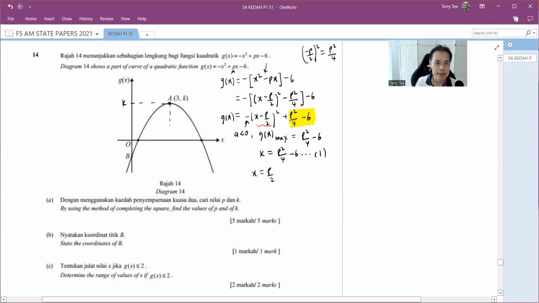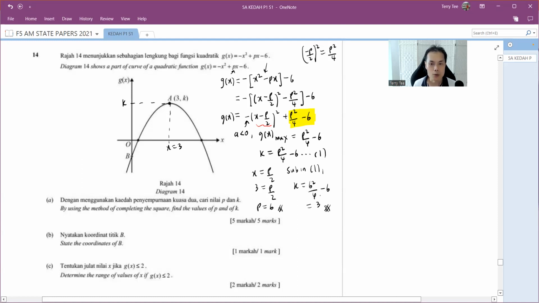Now, if you look at your graph, your axis of symmetry is here. It's at x equals 3. So we compare 3 is p over 2, p is just 6. So when you sub inside equation 1, your k is 6 squared over 4 minus 6. 6 squared is 36. 36, if you divide by 4, you get 9. 9 minus 6, right? Your answer is 3. Okay, I've got my p and I got my k, right?